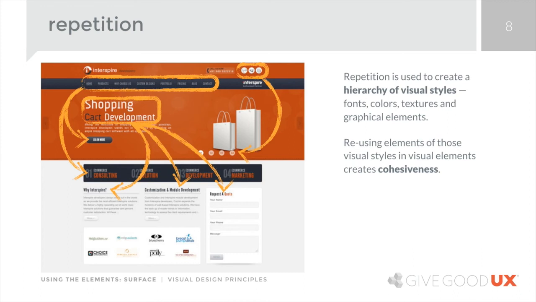And we also reuse color. Again, in this top nav, this gray color is used in this sort of sub-navigation that appears below it. The orange from the background color appears in the text below it, here and there. So those are all ways to create repetition. And repetition, again, creates a sense of cohesiveness.